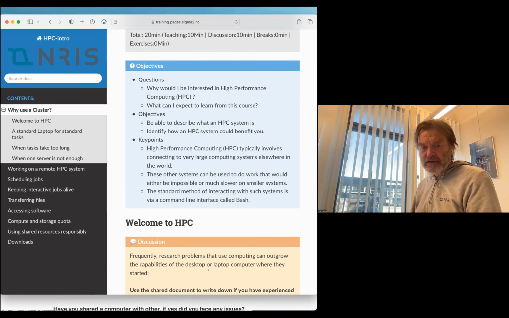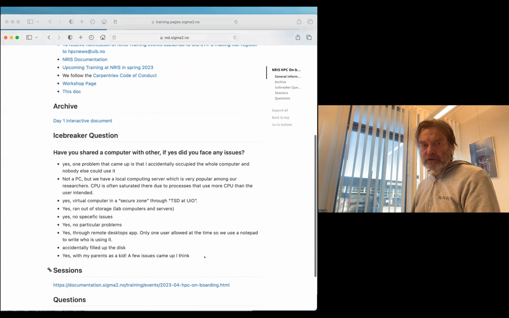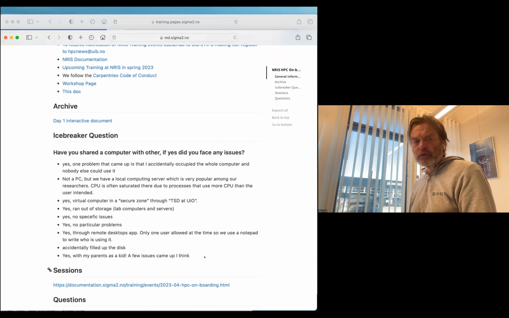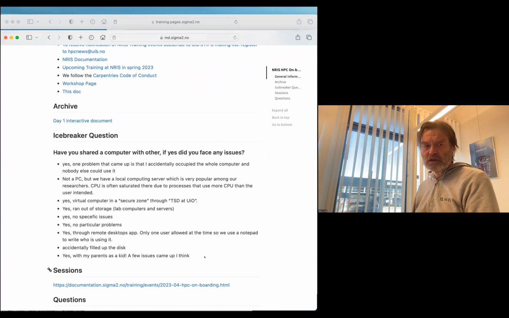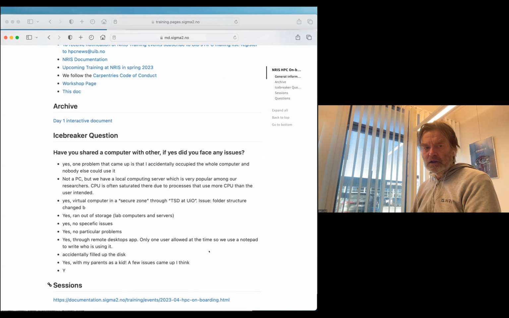But let's see in the shared document what you have written about how you share a computer with others. So it's not that easy. You can accidentally occupy the whole computer. That's known. On HPC systems, there are login nodes that are shared by everybody. And frequently, a login node is completely plugged down with the work from one user.